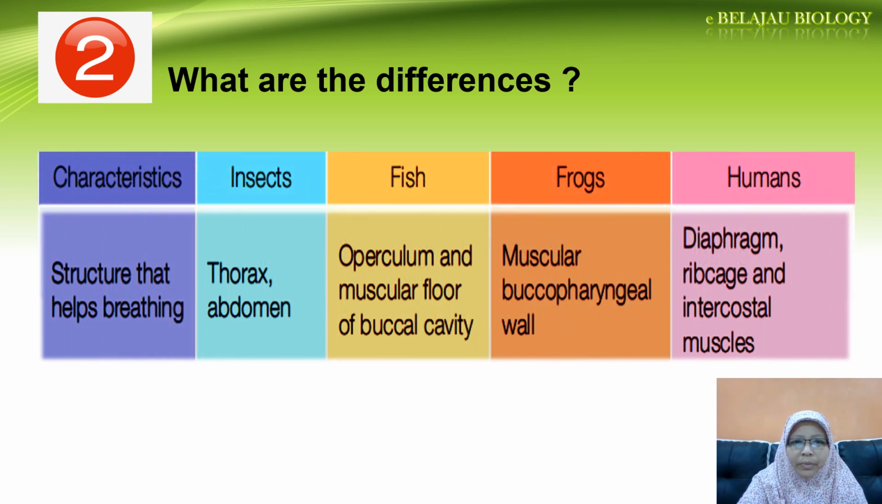For the structure that helps breathing, we can see here the differences. For insects, the structure that helps breathing are the thorax and abdomen, while for fish, the structure that helps breathing are the operculum and also the muscular floor of buccal cavity. For frogs, the structure that helps breathing is the muscular buccal-pharyngeal wall. While for humans, the structure that helps breathing are the diaphragm, rib cage, and also the internal and external intercostal muscles.